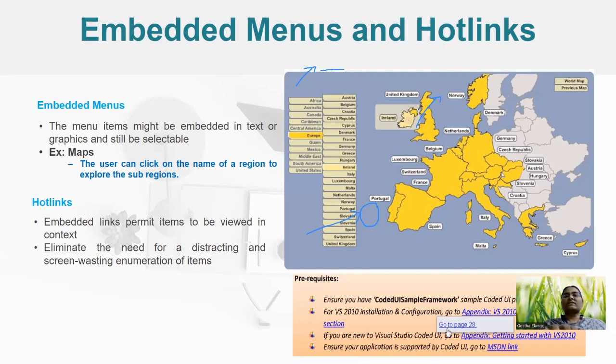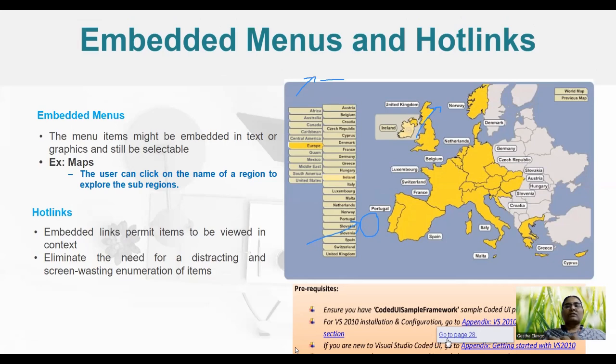So this is a simple graphic, which is displaying the map of a country, upon which it is displaying the name of the country. So if you click on that, then you will be getting the description. The next type of menus are hot links, like what is displayed here. So these are hot links.